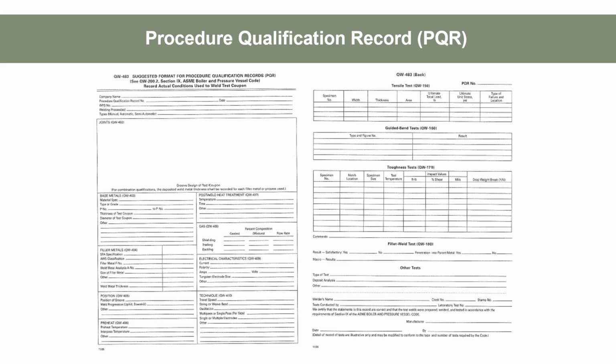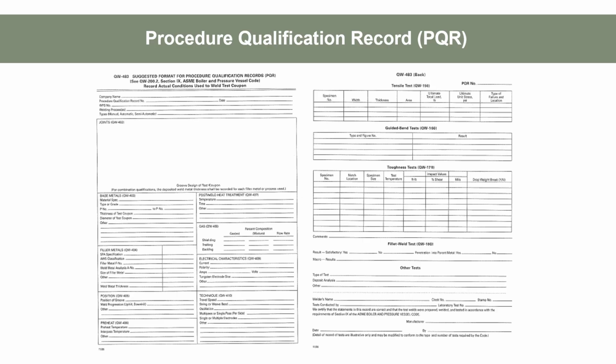This is a procedure qualification record, also known as a PQR. So the right-hand side is where we're going to put all our data that we get back from the lab when we send our test coupon out for destructive testing. It's going to tell us, hey, our bend tests, our guided bend tests, they passed. Maybe we did some toughness testing, some impact testing, and we're going to put that data there. And then we're going to put some data in the tensile test table up there.